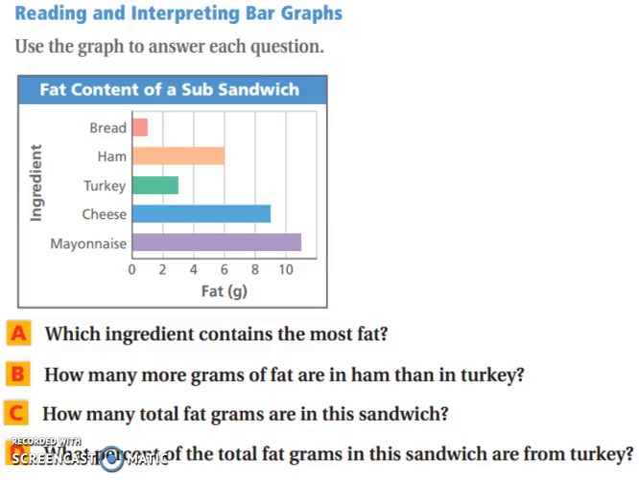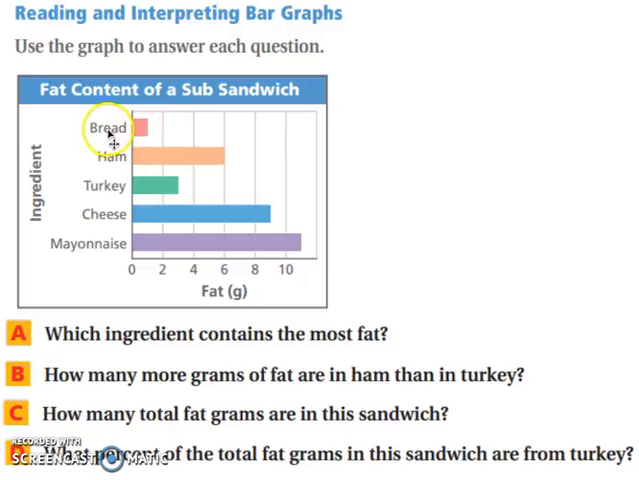So let's start by reading and interpreting bar graphs. We're going to use the graph to answer each question. But let's take a minute and notice what a bar graph has. This time it has horizontal bars. It has a title. It's labeled each of its axes. And each bar is labeled in a bar graph. So you don't label in between segments or lines.